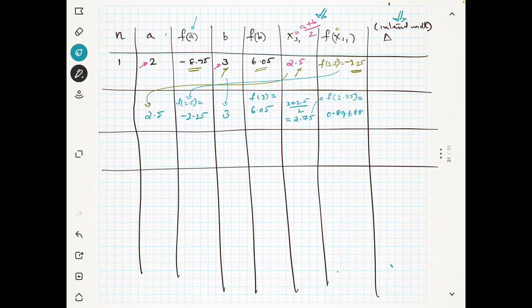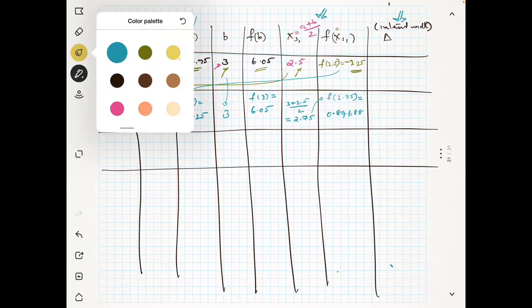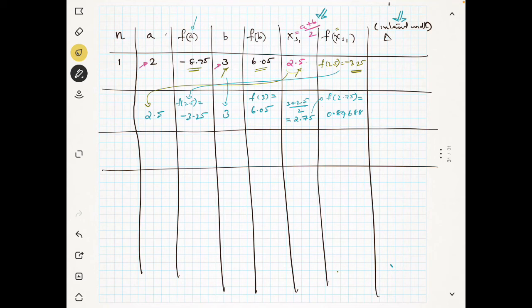Now you see here, my new interval is between 2.5 and 3. So what is the width of this new interval? It is the absolute value of 3 minus 2.5, which is 0.5. This is my new interval. The meaning is that my solution is within a range of 0.5 now. That is, I can expect a maximum error of 0.5. I cannot expect an error more than that because my solution is between 3 and 2.5.